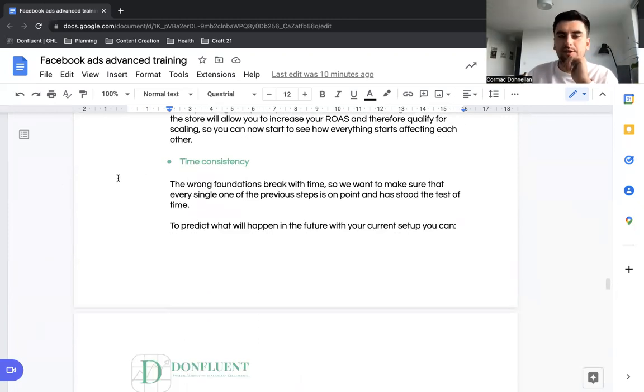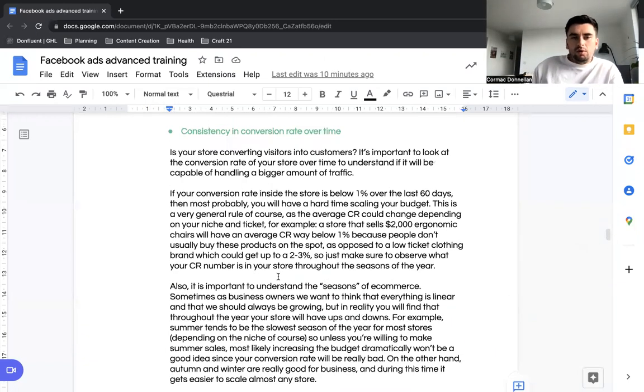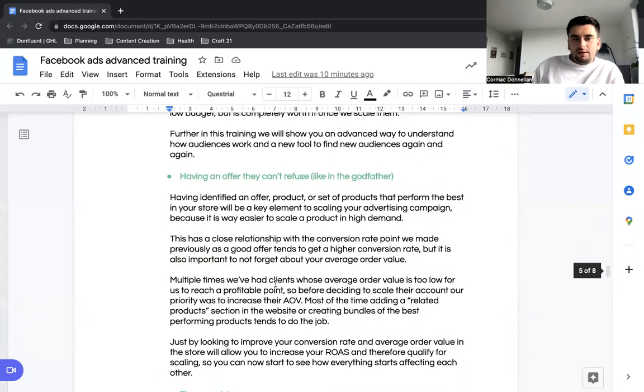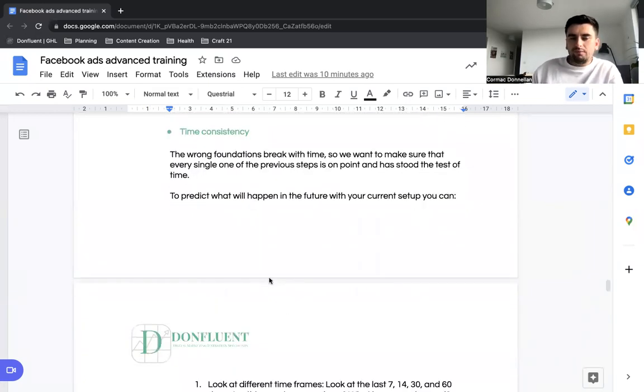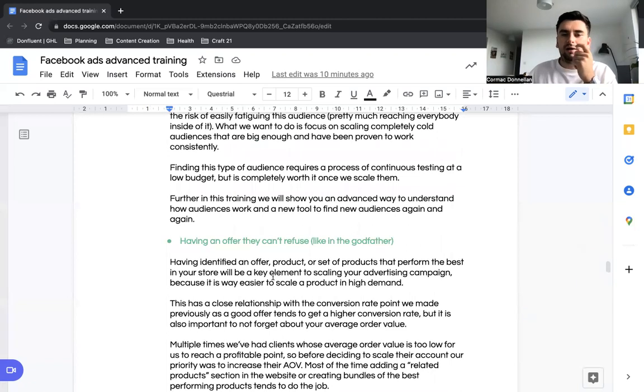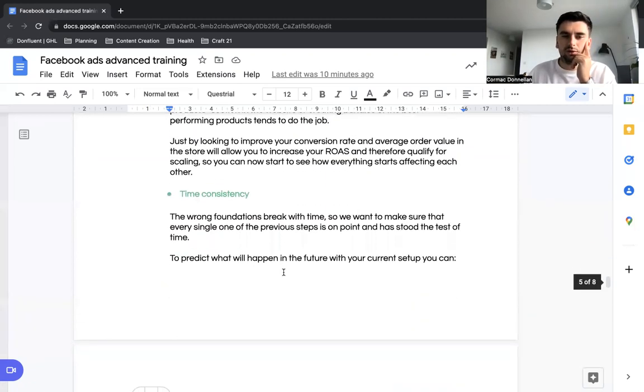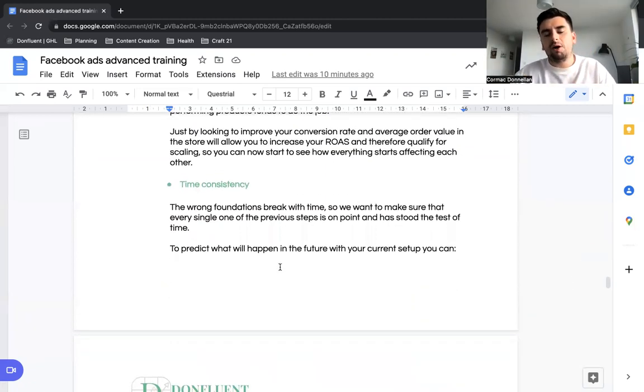Time consistency. So this is on to what is the fourth part of what to look for when you scale. So we've had conversion rate, we've had large audiences, and we have had having an offer they can't refuse. So time consistency. The wrong foundations break with time. So you want to build a house on steady foundations. Ultimately, if you don't pour the right foundations, the house is going to fall over at some stage.